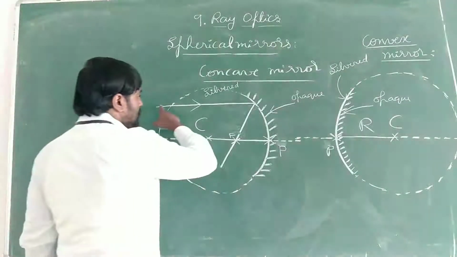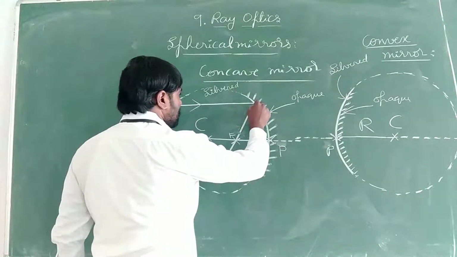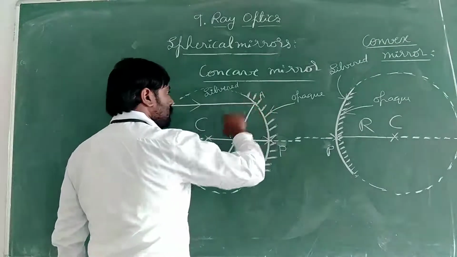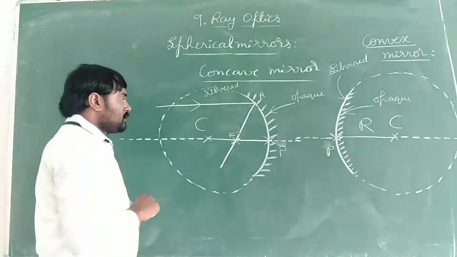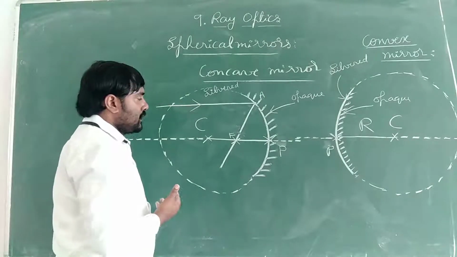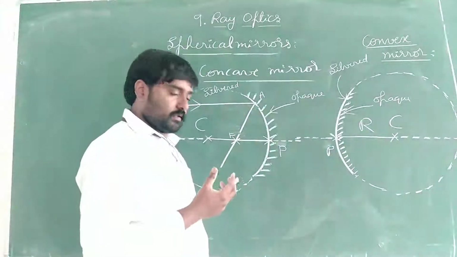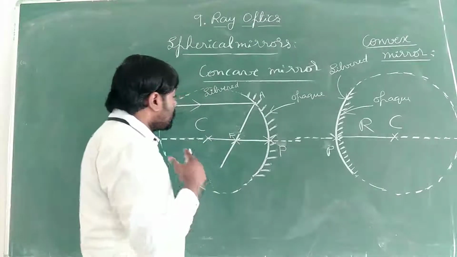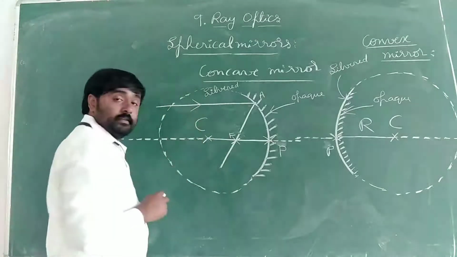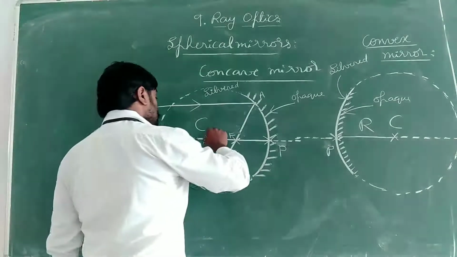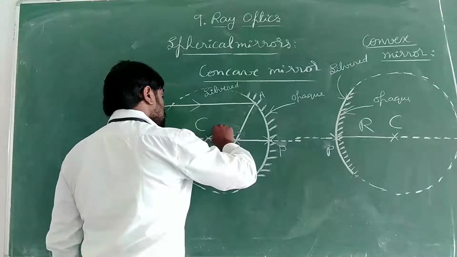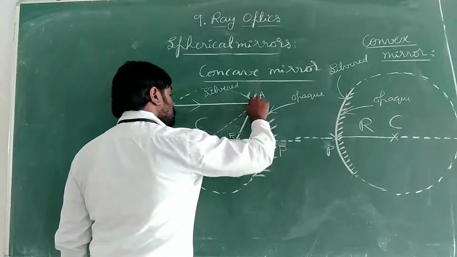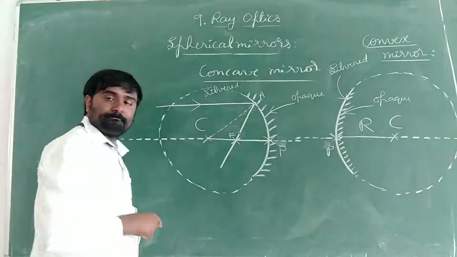Now, this is actually the incident ray. Let us consider this point A as the point of incidence. So, how do you draw a normal at point A? That is very, very important. How do you draw a normal at point A? Just draw an imaginary line from C to A. So this is actually the normal at point A.